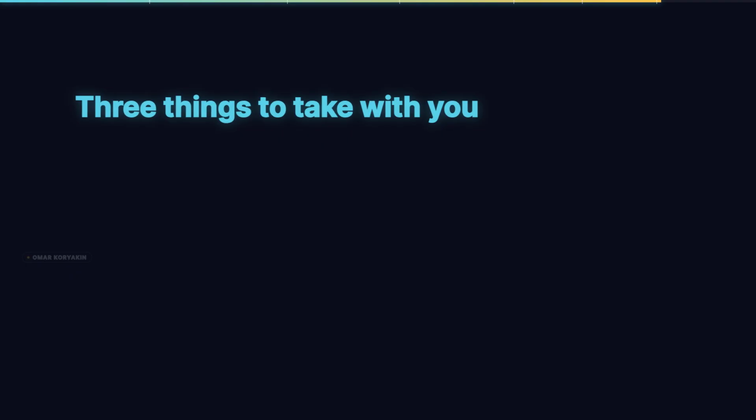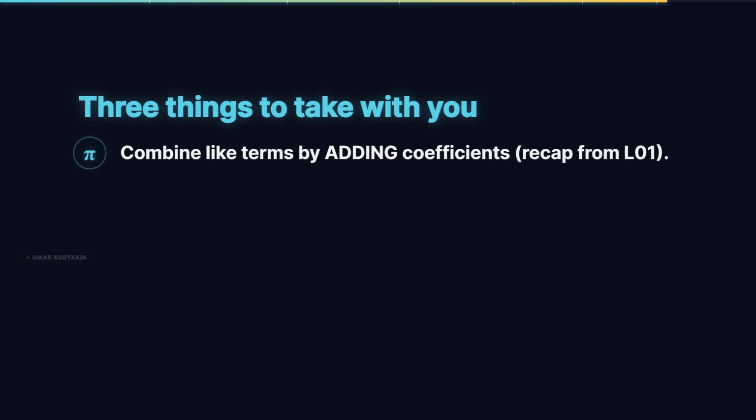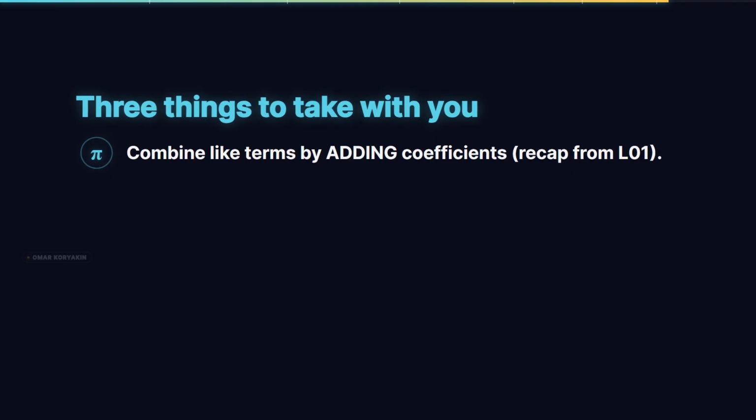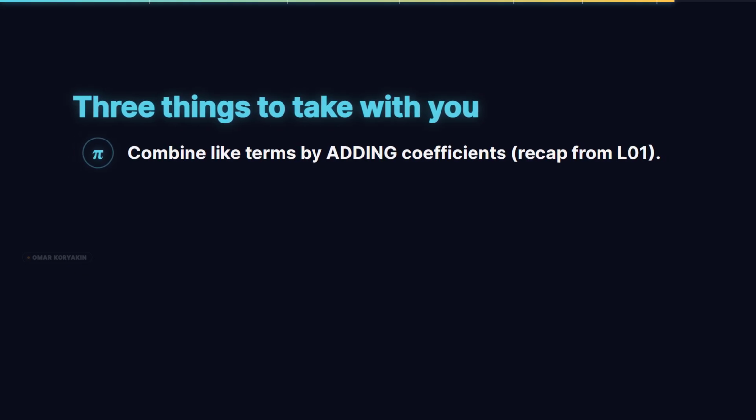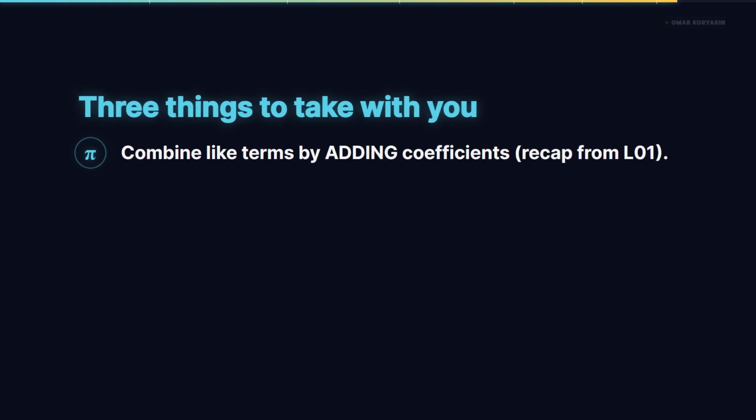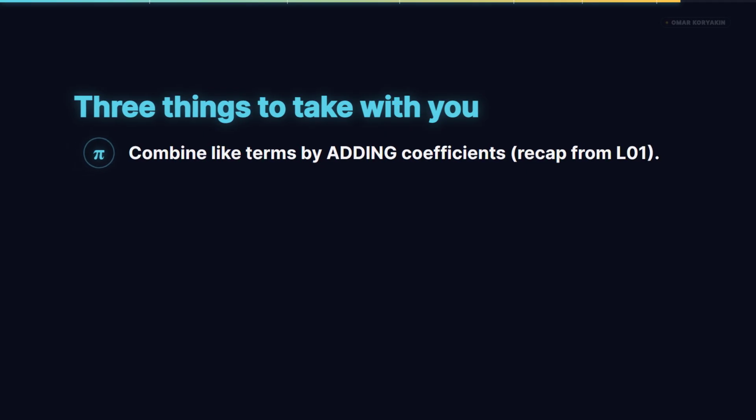The combine and distribute pair will show up in nearly every simplification you do for the rest of section 2 and beyond. First, combining like terms means adding the coefficients of terms that share the same variable and the same exponent. 3x plus 5x equals 8x. The combine rule from lesson 1 is the workhorse, and we used it in every example today after the distribution step opened up new like terms.